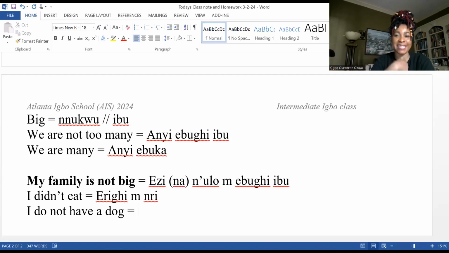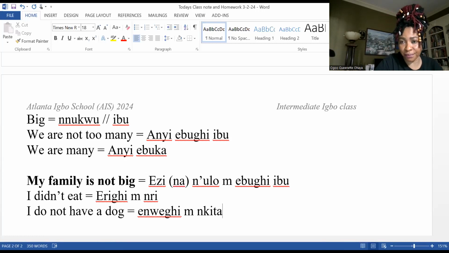Enwegim. See? Enwe. You don't have it. It's something you don't have. I do not have a dog. Enwe yem nketa. You see that? Enwe yem nketa. Now, if you say you have a dog, enwe yem nketa. No, something is missing.